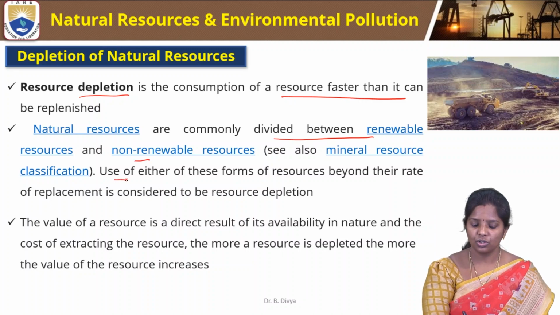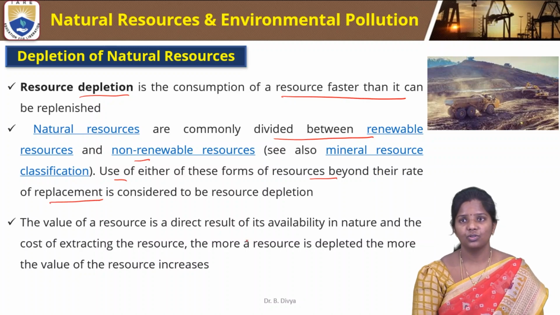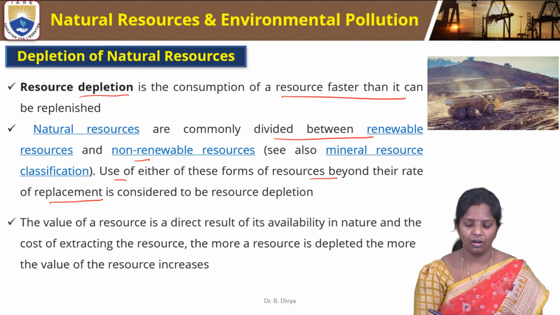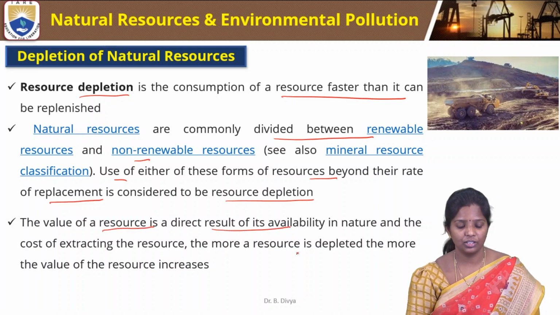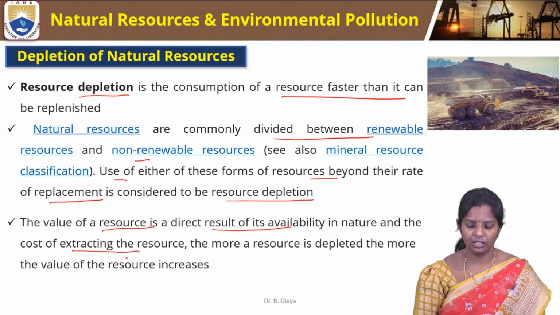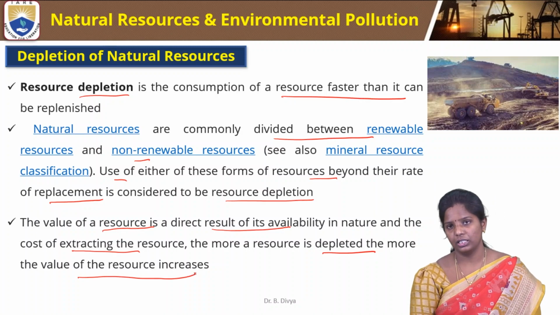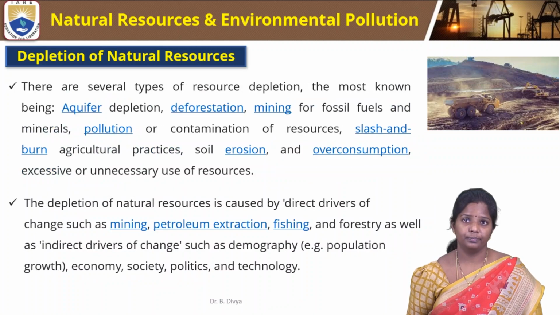So use of either of these forms of resources beyond the rate of replacement. So in any way, when we are using them beyond their formation rate, that causes resource depletion. The value of a resource is a direct result of its availability in nature and the cost of extracting the resource. The more a resource is depleted, the more the value of the resource increases. The demand will increase when it is getting depleted because it is not available on the earth.